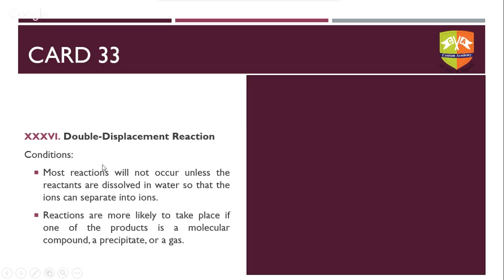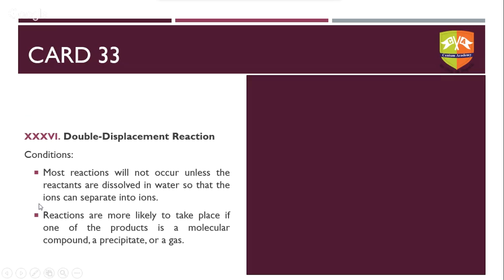What are the conditions of double displacement reactions? Most of these reactions will not occur unless they are dissolved in water, because the dissolution in water actually gives you an ability to separate the ions. If you are able to separate the ions, double displacement reaction is more likely. Then, reactions are more likely to take place if one product is a molecular compound, a precipitate, or a gas.